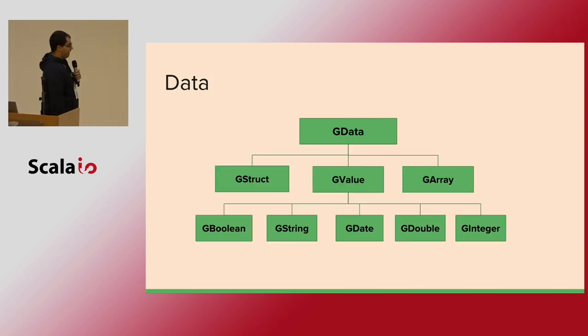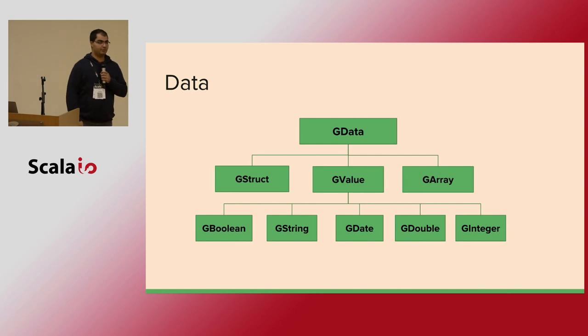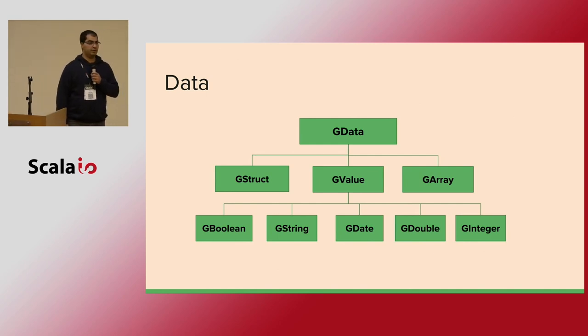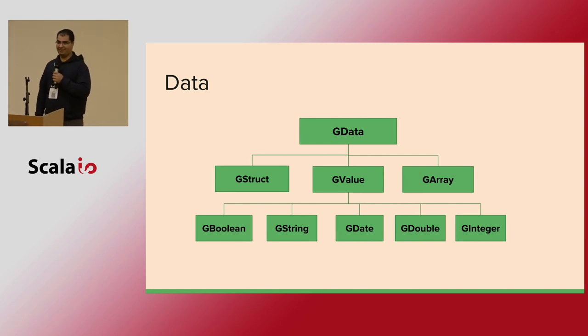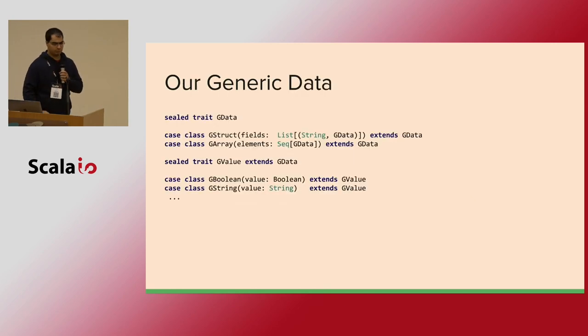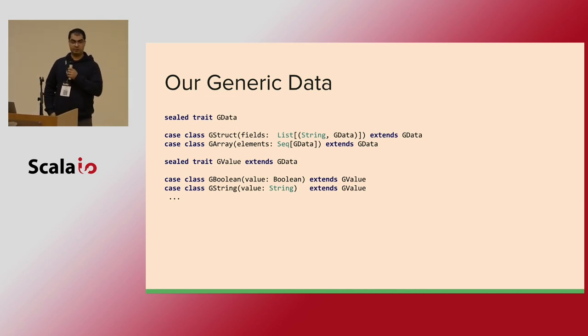We don't want that. We want to be able to clearly type our data because typing is easy, and typing gives you additional information. So our data is pretty much the same mimic tree as our schema, with small changes. For example, I don't need to extend the T schema now. I've got a sealed trait that is a G data, and this time my array type is not anymore an element type. It's elements, the proper elements.